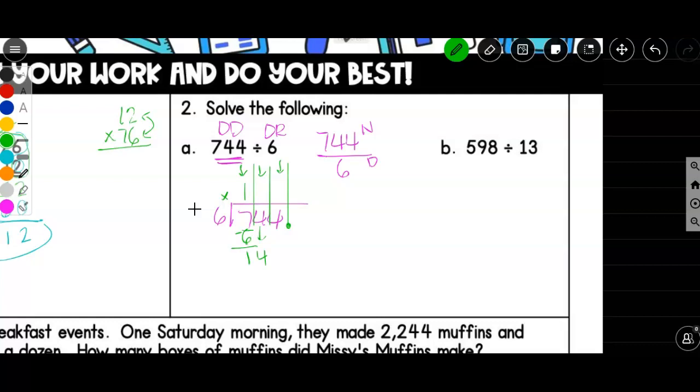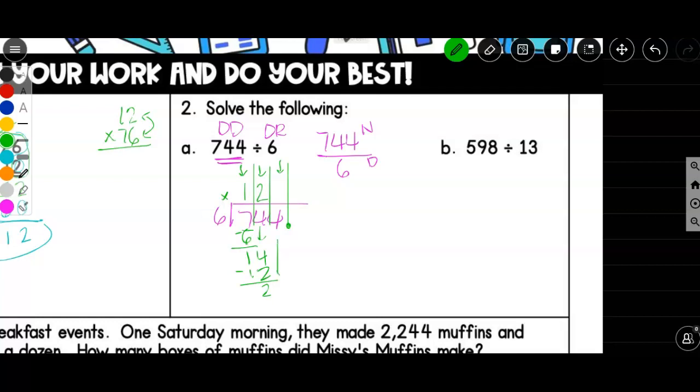So if we have 14 10s, can we make groups of 6? Absolutely, we can make 2 of them because 6 times 2 is 12. It's not 14, it's 12, but we can do that. We would have a leftover. So 4 minus 2 is 2. That's your remainder in this portion of the problem.